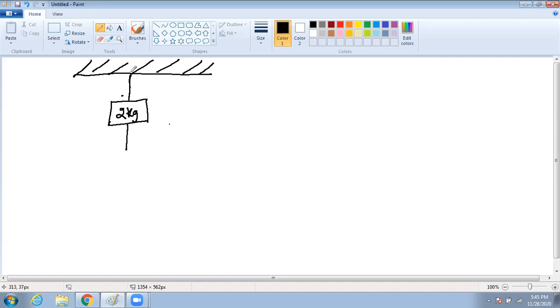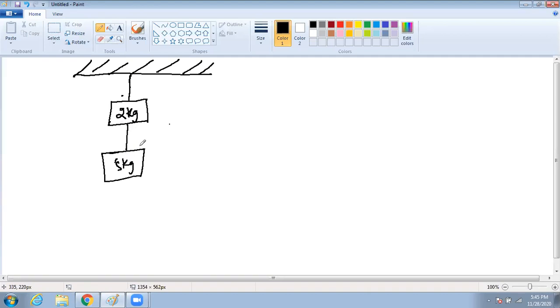There is a body which is attached to a string and it is hung from the wall. And there is another body which is 5 kg. So it is like this. That means there is a string which is holding 2 kg and 4 kg. Now we will try to calculate the tension in both the strings.